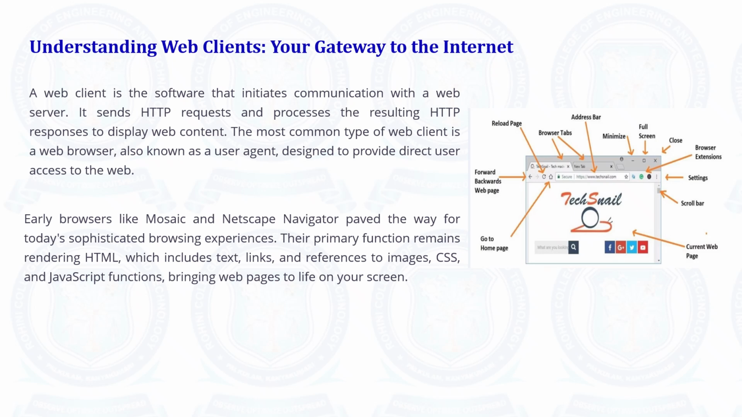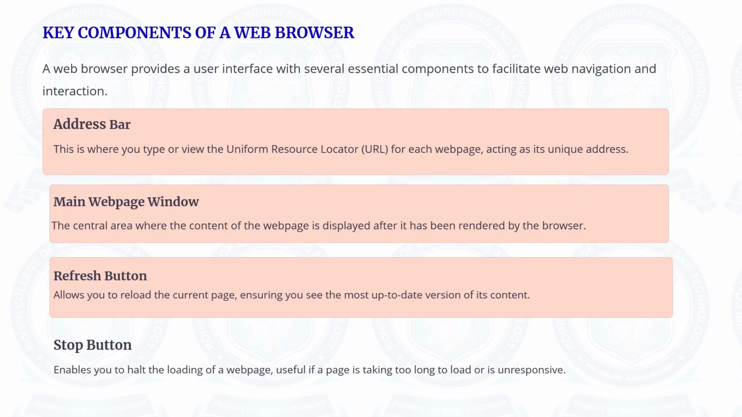The diagram shows a web browser and the components in our web browsers. The key components of the web browsers: The web browser provides a user interface with several essential components to facilitate web navigation and interaction. Address bar: type or view the uniform resource locator for each web page, acting as its unique address. Main web page window: the central area where the content of the web page is displayed after it has been rendered by the browser.